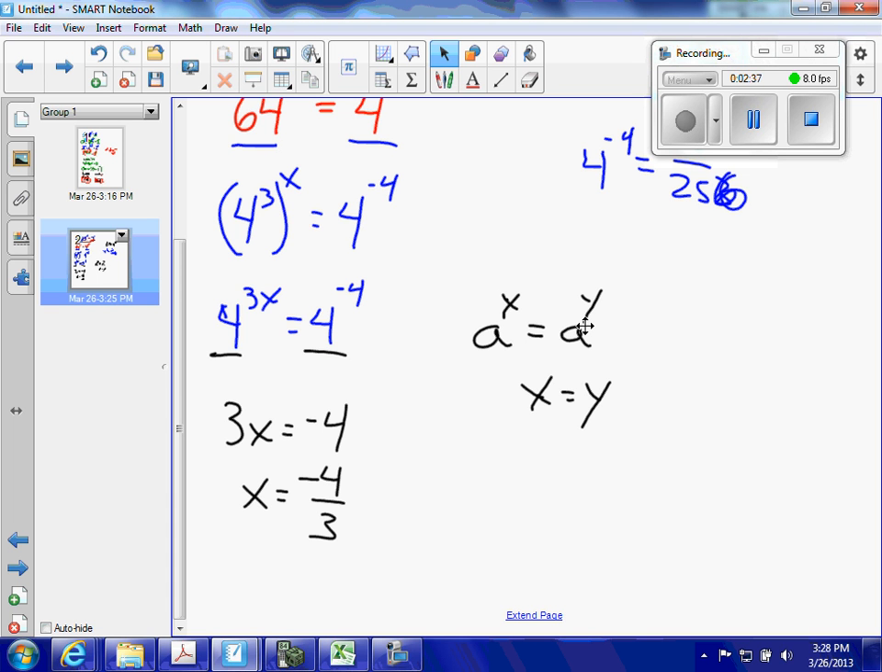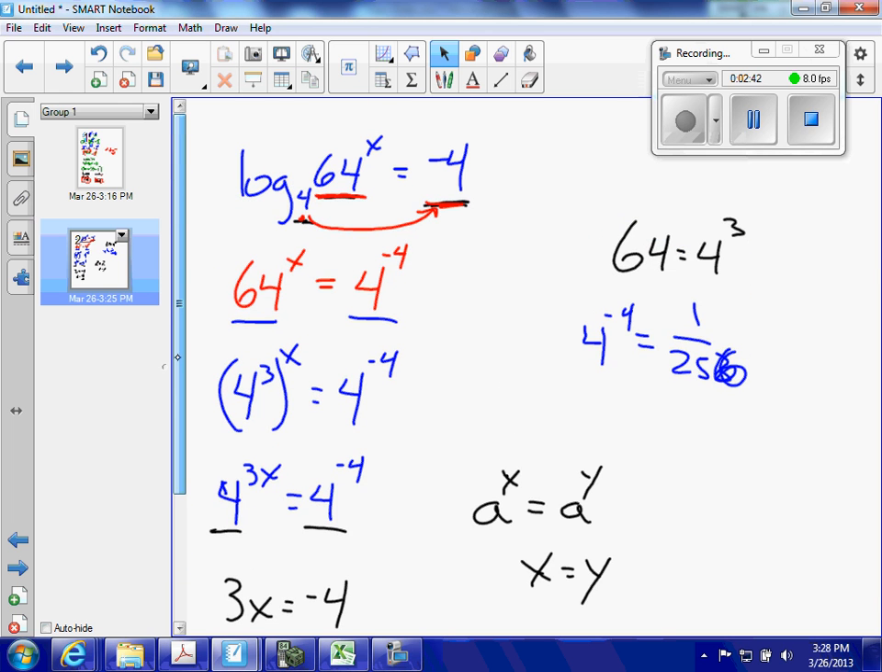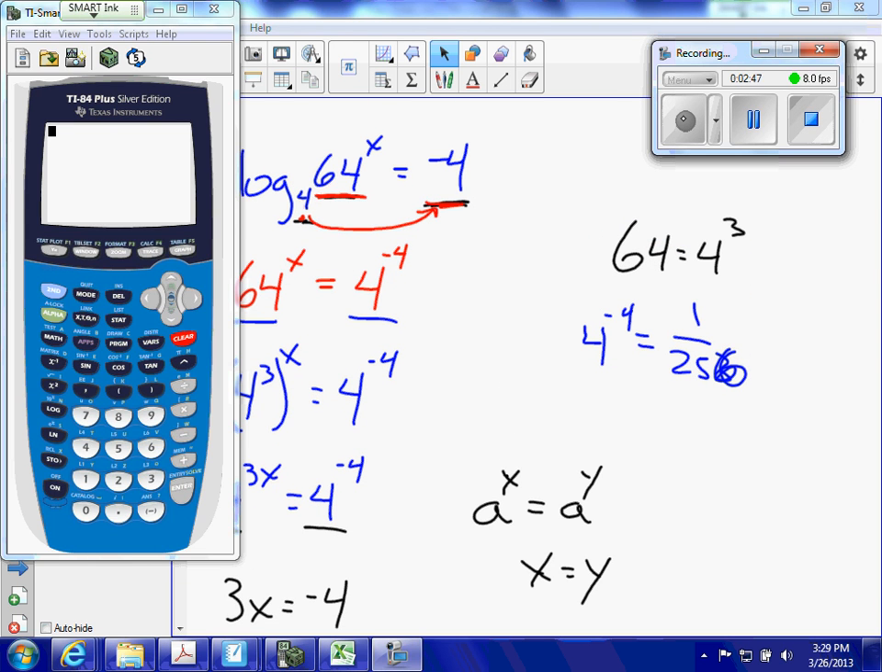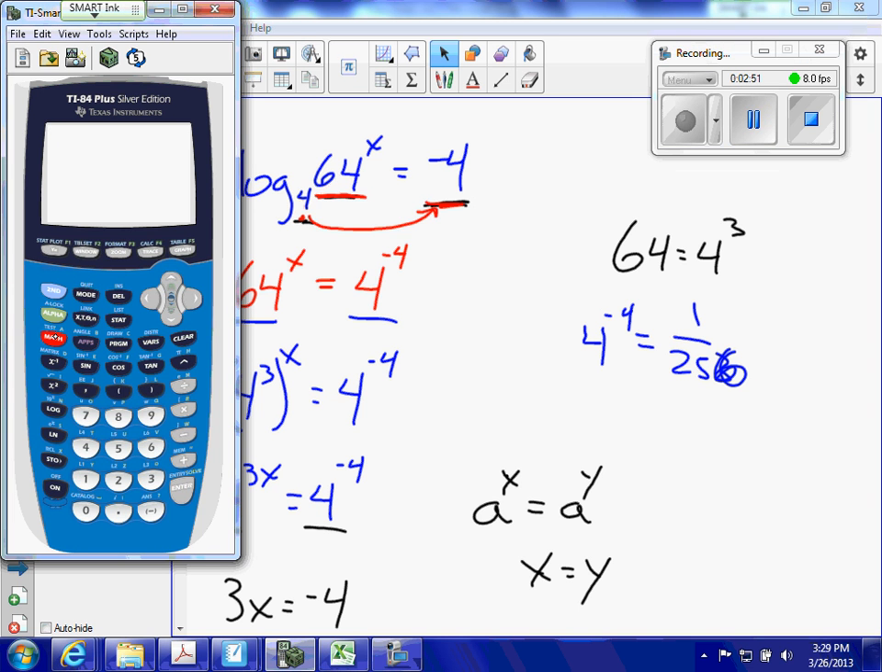And if we wanted to check that, I can try it in my calculator here. I'm going to go math, alpha, math, so I have log base, and I'm going to enter 64, caret, parentheses, negative 4 divided by 3, close parentheses.